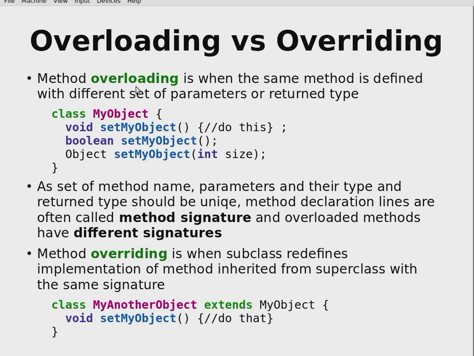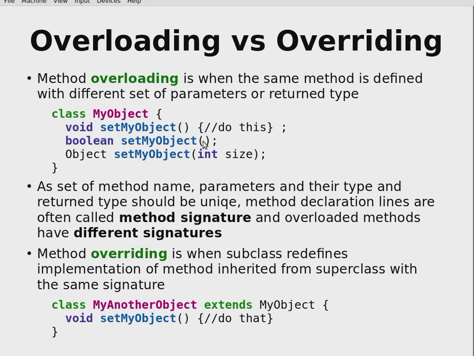And you shouldn't confuse two similarly sounding terms like overloading and overriding. Overloading is not about inheritance, it's about many methods with the same name. In this case we have many methods setMyObject, but these are overloaded methods because they are not absolutely the same. In one case it doesn't take parameters, doesn't return anything.